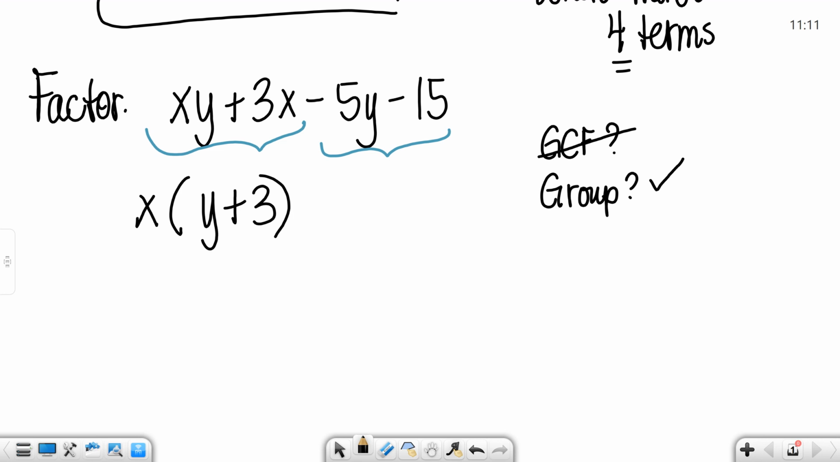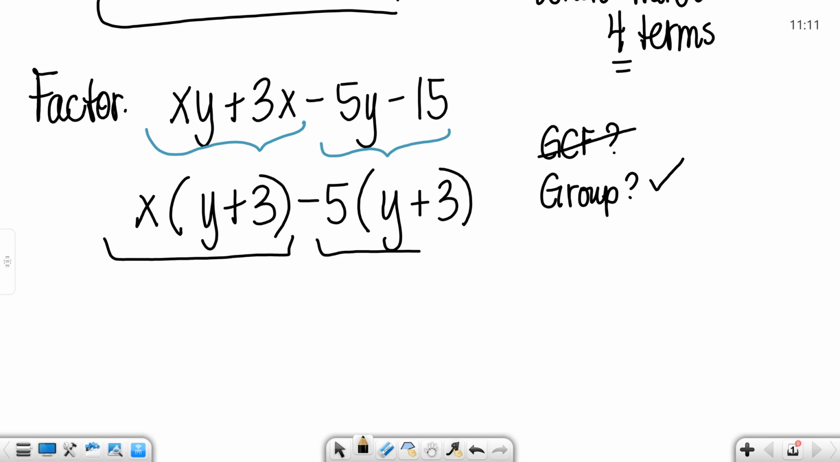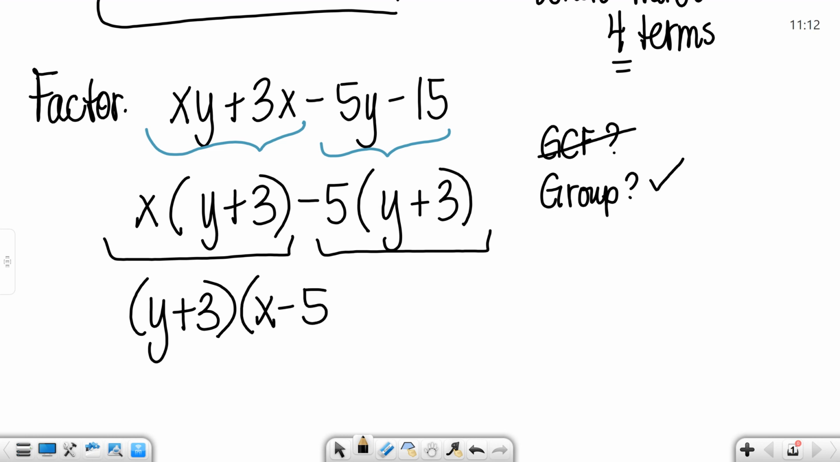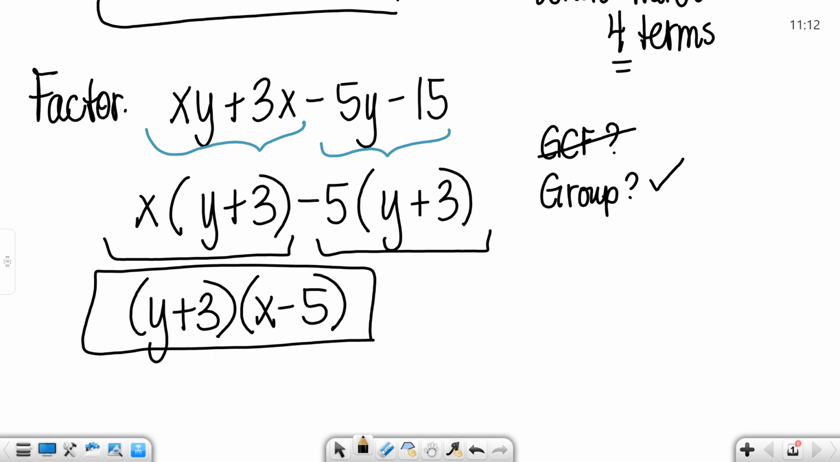Okay, in my next group, I'm going to factor out a negative 5. They both have a negative 5. I would be left with positive y plus 3. Remember, we're dividing, so negative 15 divided by negative 5 is a positive 3. So now we have our 2 groups. In our groups, they both have a y plus 3. So I factor out the y plus 3. I multiply by what is left, the x minus 5. So this would be my solution.